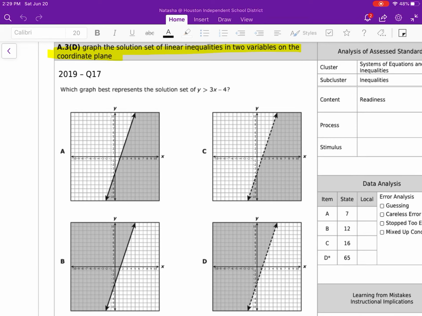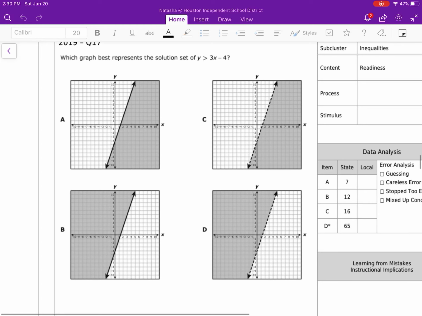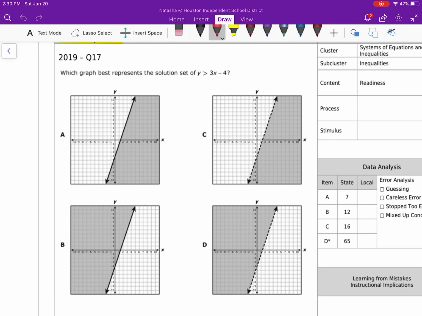All right, so this new TEAC 3D, we're looking at graphing the solutions of a linear inequality in two variables. Now, we understand how typical inequalities work. We have our symbols such as greater than, less than, greater than or equal to, or less than or equal to.